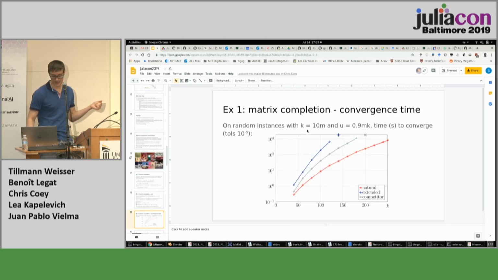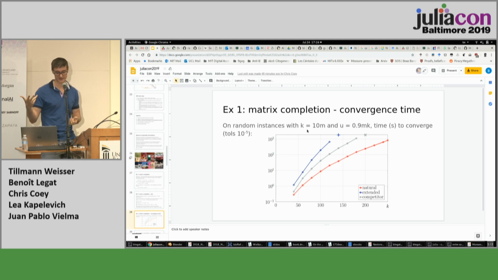So here's what we've got. In the blue, we've got Hypatia's performance on the extended formulation. In the gray, we have a competitor, in fact, the most advanced commercial solver out there for this stuff, their latest version. Their performance on the exact same extended formulation that we use with Hypatia. And then finally in the red, we have Hypatia working on the equivalent natural formulation.